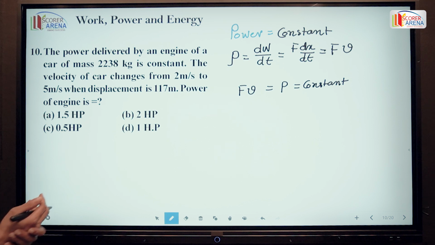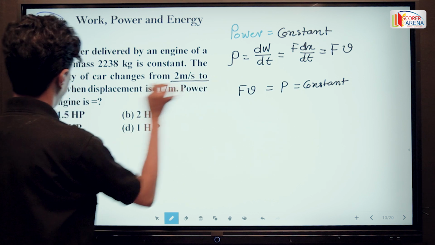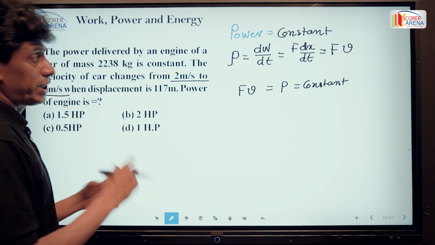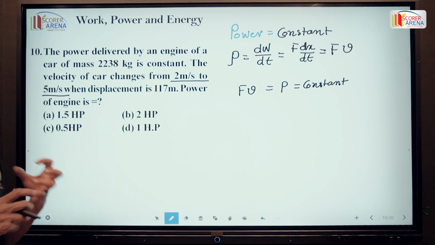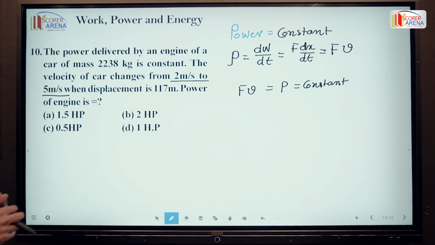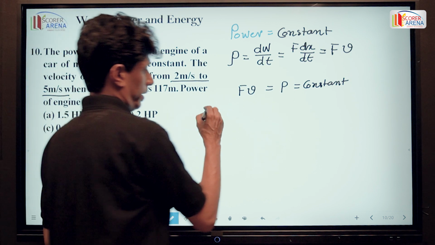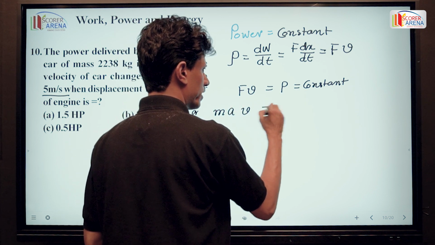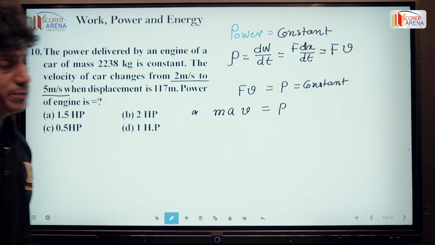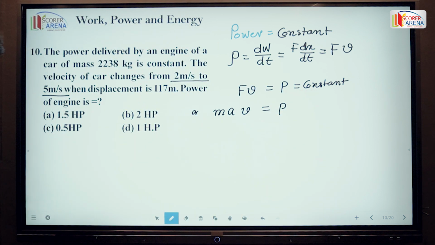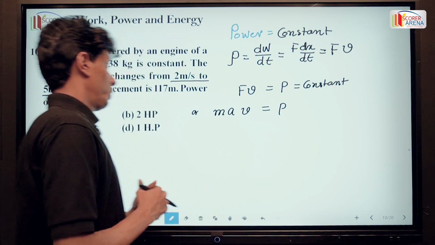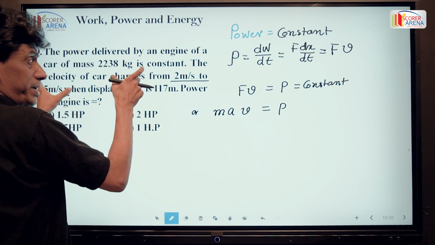Here you know, the velocity changes from 2 meter per second to 5 meter per second. So anyway, you have to find the relation between power and displacement. Force equal to mass into acceleration, into velocity, equals power, and this power is fixed. We have to find the displacement relation with the power.